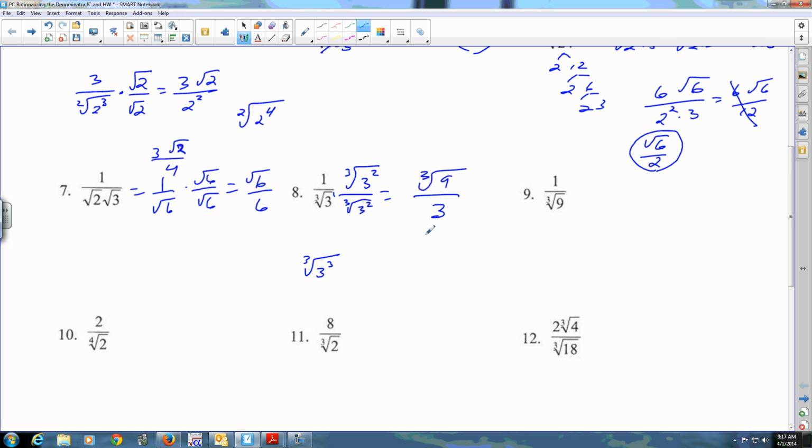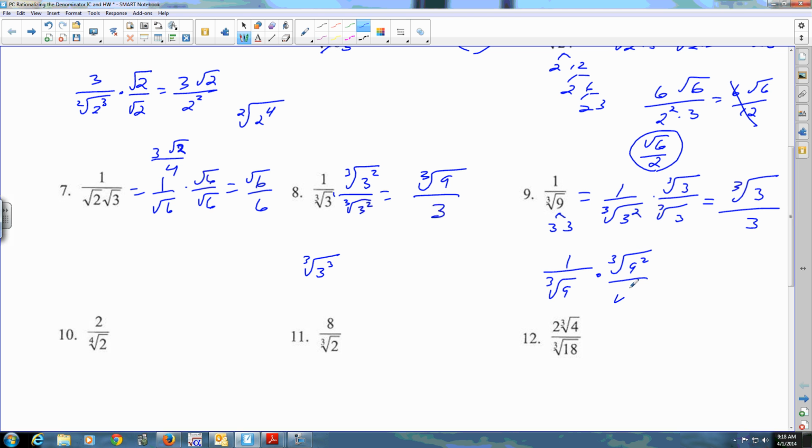So the bottom is 3. Make sure you prime factor stuff. So that's 1 over the cube root of 3 squared. I want that to be a 3, so I'm going to multiply by the cube root of 3. So the top is the cube root of 3 over the cube root of 3 cubed, which is 3. It would be a mistake, if you left it as 9, to multiply by the cube root of 9 squared, because there you're multiplying by 81 over 81. That's way too much. I only need one more 3.